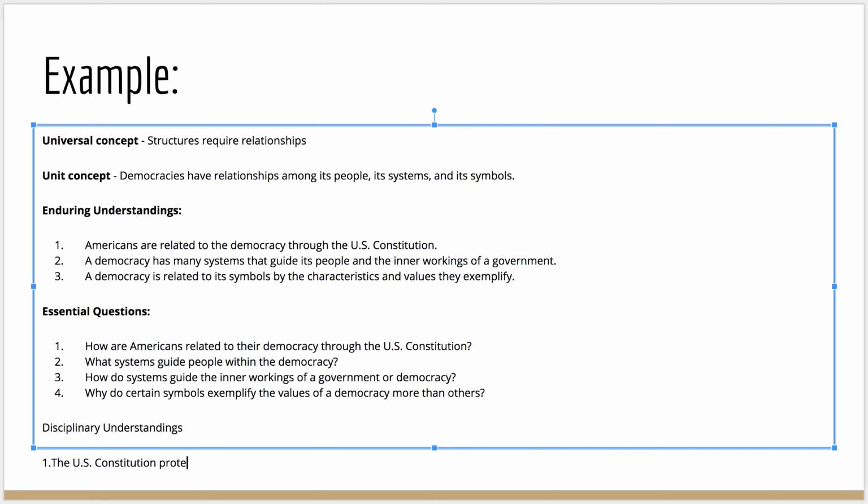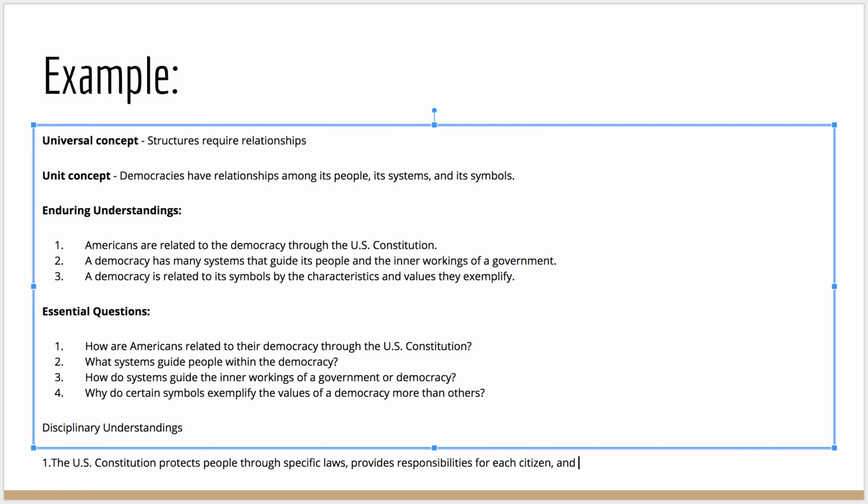protects people through specific laws, provides responsibilities for each citizen, and what else does the U.S. Constitution do? If I think about how the system guides people, how the system guides the inner workings of the government, I could still think about the protection of people, the responsibilities of people.